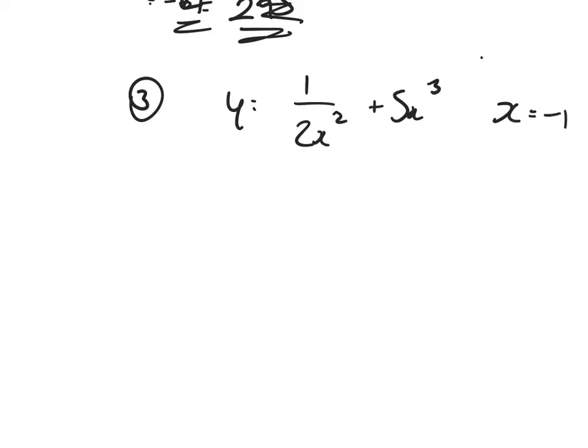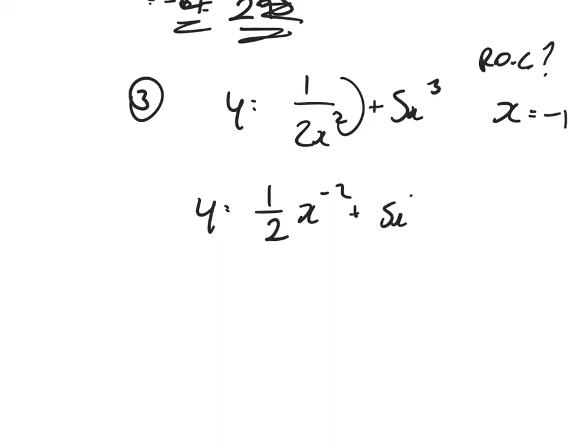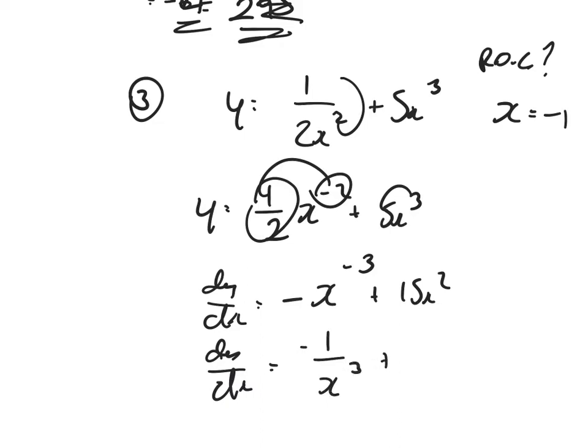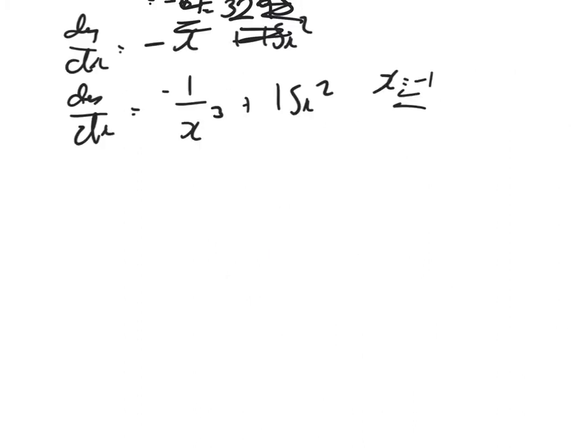Okay, next one, find the rate of change when y equals 1 over 2x squared plus 5x cubed at x equals minus 1. Okay, so let's prepare to differentiate. That's going to be a half x to the minus 2 plus 5x cubed, and differentiate. So minus 2 times a half is minus 1, so that's minus 1x to the minus 3 plus 15x squared. Let's now tidy that up so that we've got a positive power, and that'll be minus 1 over x cubed plus 15x squared.